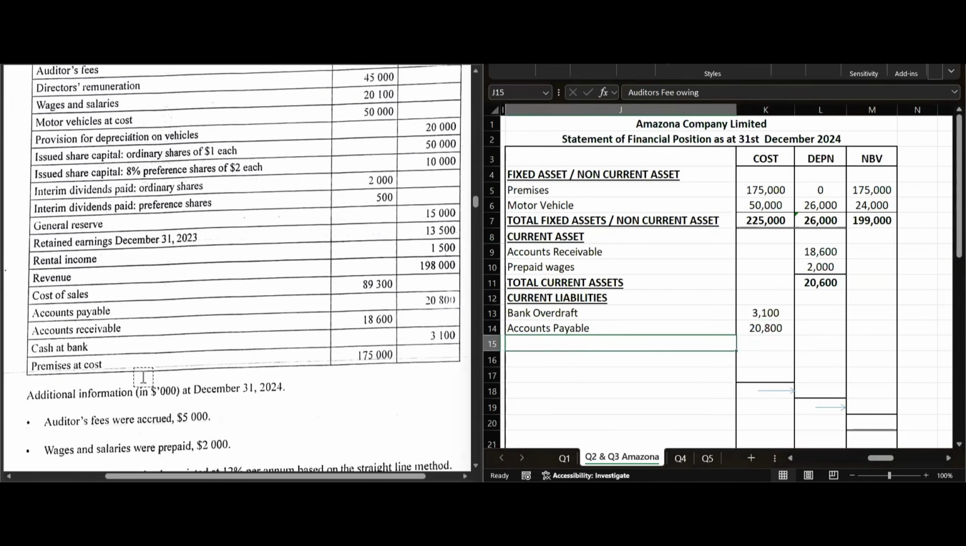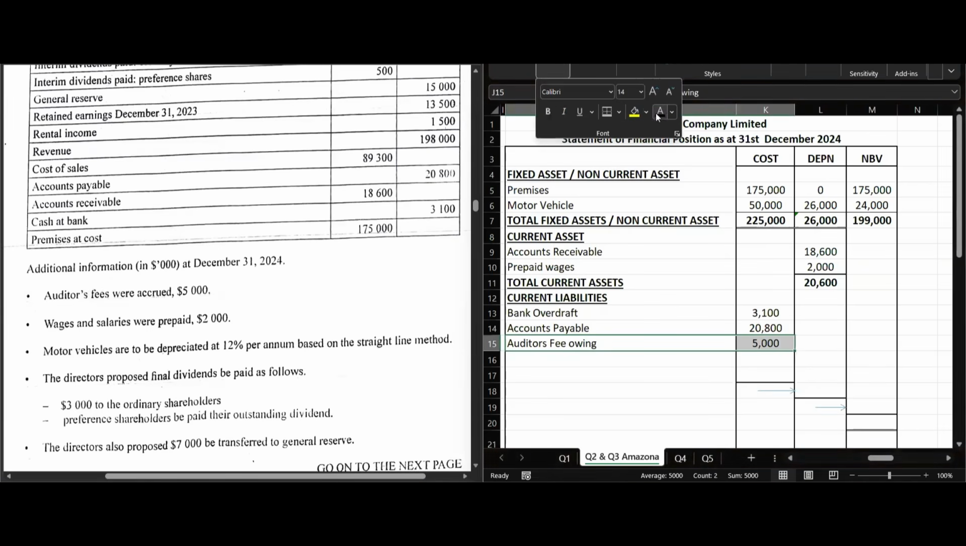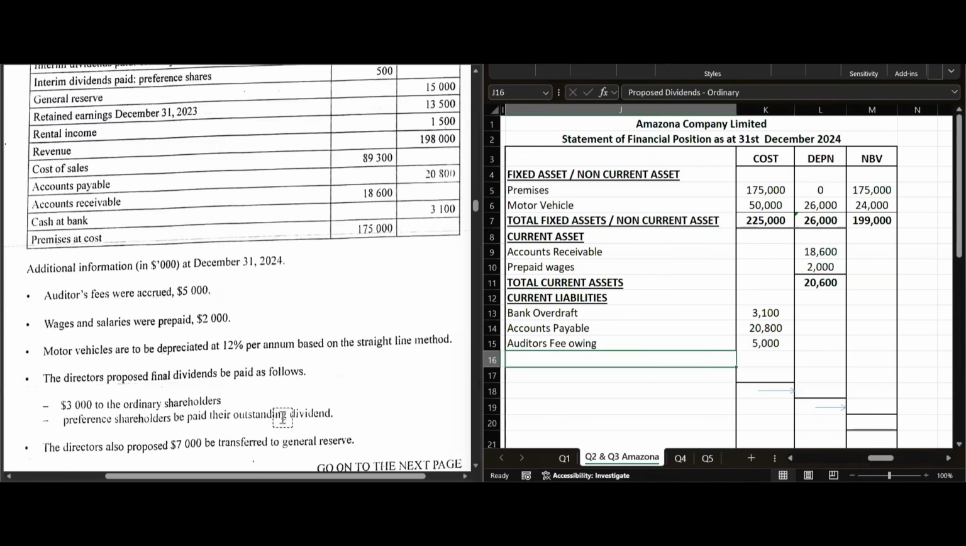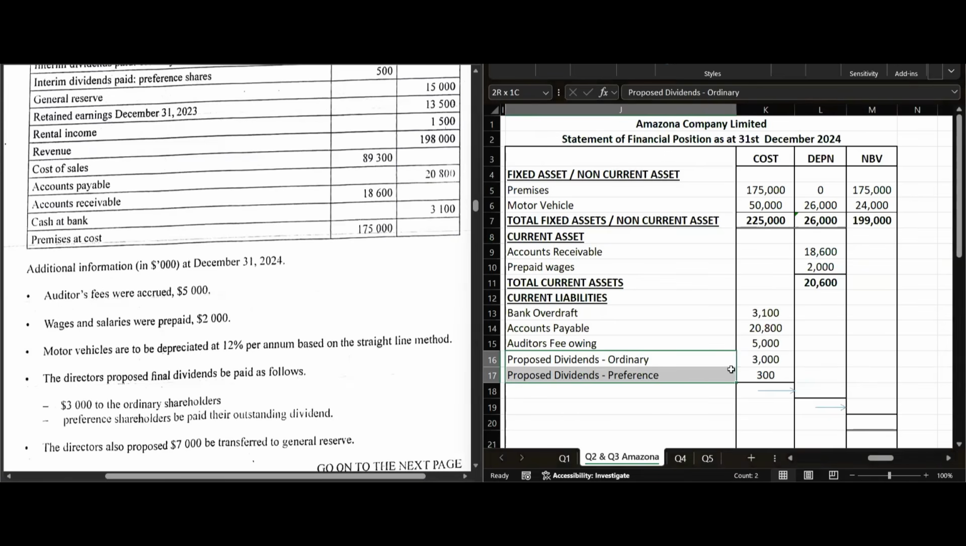Then we do have accruals. Accruals means amount outstanding, and the auditor's fee would have been accrued 5,000. List that as well. Great. Now next up, remember we would have had proposed dividends, money being paid to those shareholders. Final proposal would be 3,000 to ordinary shareholders, and the preference shareholders, as we already identified from the appropriation account before, would have been $300. This will be the final amounts owing to shareholders.